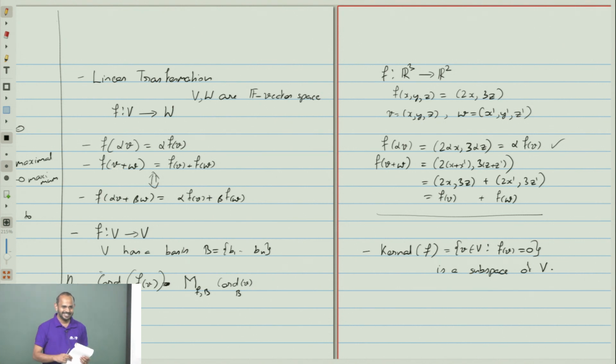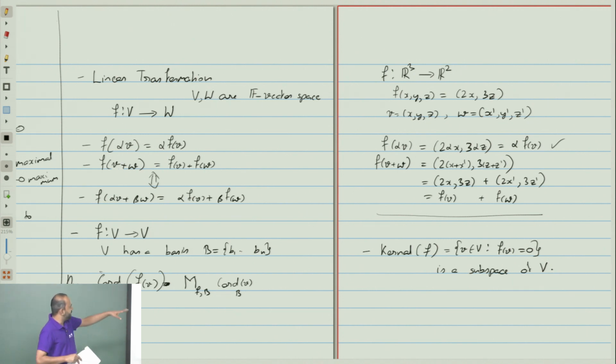Why is it 0? Sorry? Kernel is always 0? No, I did not say kernel is always 0. f of v is 0. Its definition is that. It is a set of vectors where the function value is 0. It is a 0 vector, f of v meaning it is a 0 vector.